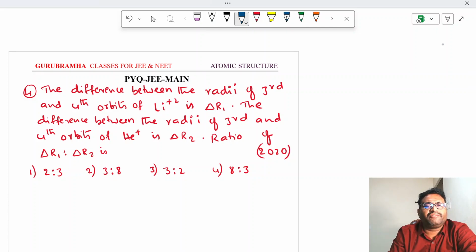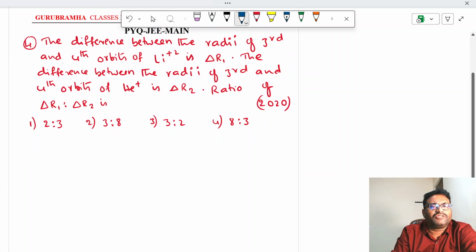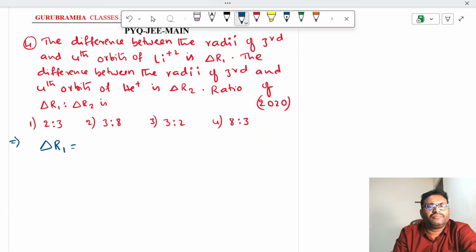So the difference between the radii of the third and fourth orbit of Li plus 2 is delta R1. So delta R1 is equal to the difference between the radii of the fourth orbit and the third orbit for Li plus 2.